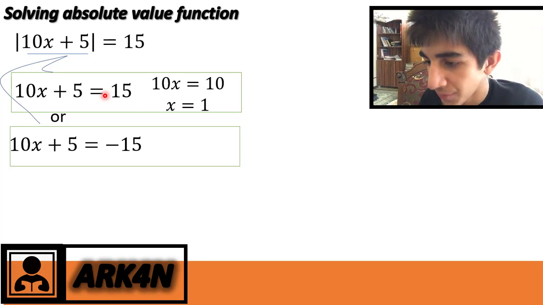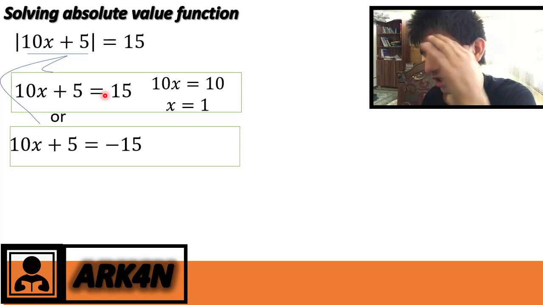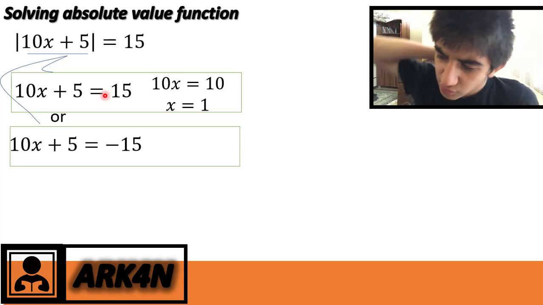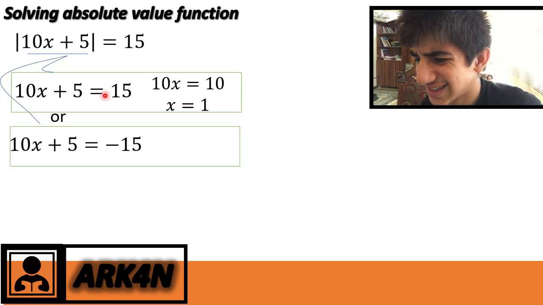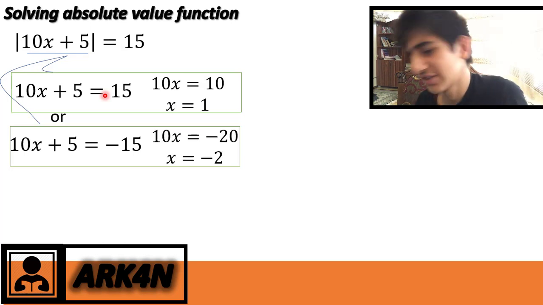Great. Now the second one is simple. With 10x plus 5 equals negative 15, we subtract 5 from both sides and get negative 20. Negative 20 divided by 10 is negative 2, so x equals negative 2. That's what we do.